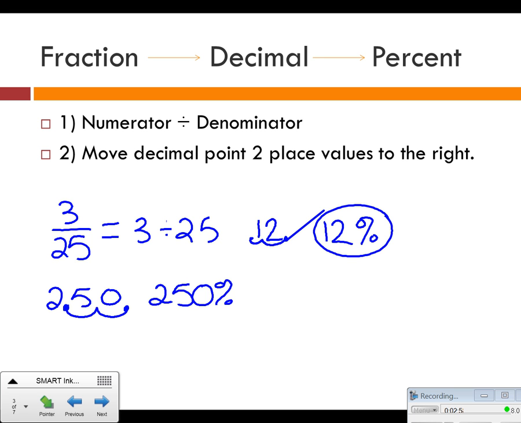Over 100% makes sense in situations like if you did an assignment and you got everything right plus some extra credit, you'd have over 100%. Or let's say you had a store and you were selling items. You want to sell an item for more than 100% of what you purchased it for because you want to make a profit. So that would be another example of over 100%.